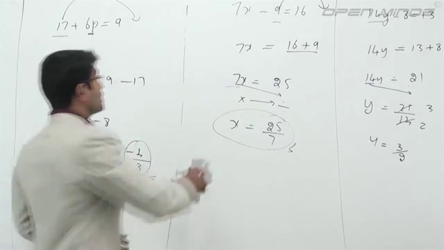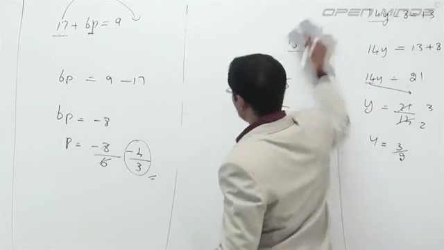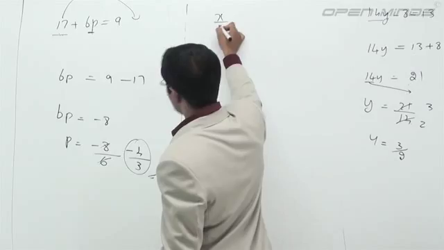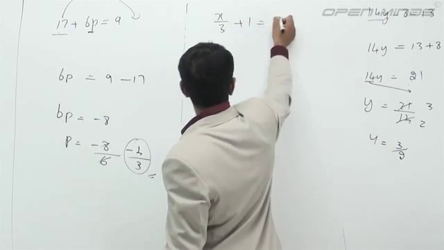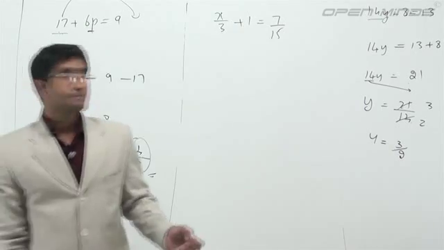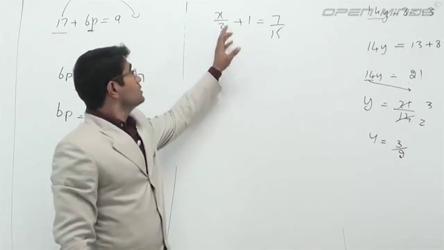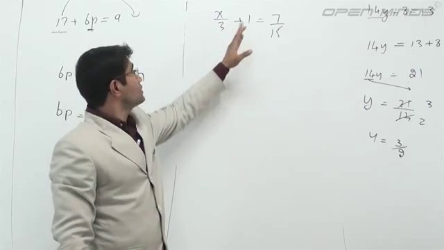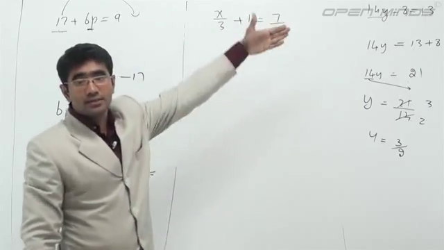So what is the last one? Would you like to do it yourself? Try doing it yourself. Okay. So what's left out is x by 3 plus 1 is 7 by 15, is what I have. So who is the interest here? The interest is x, correct? So who is far from x? 1. Who is close to x? 3. So first I'll take 1 and put it on the other side.